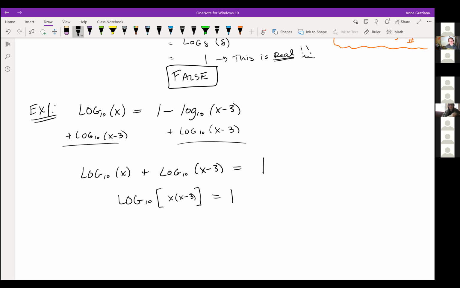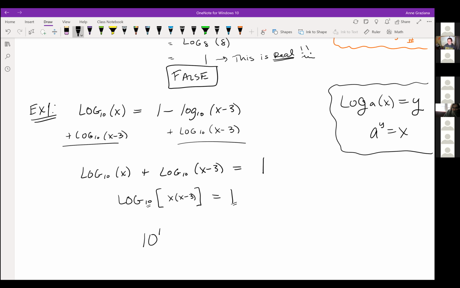That's all. So here's my base, 10. This is the power that goes on 10. 1 is the power. Remember, log base a of x, if it's equal to y, it's the same thing as saying a to the y is x, okay? That's the property I'm using. That's the definition. So 10 to the 1 is equal to x times x minus 3.